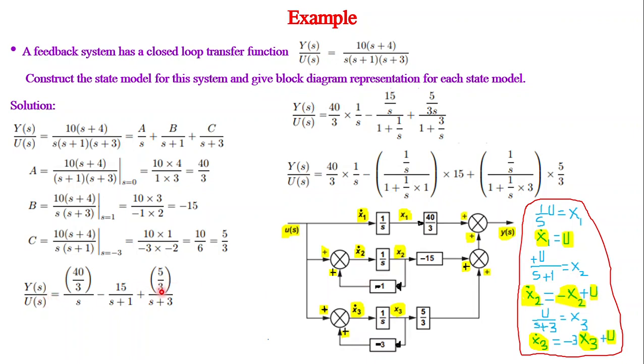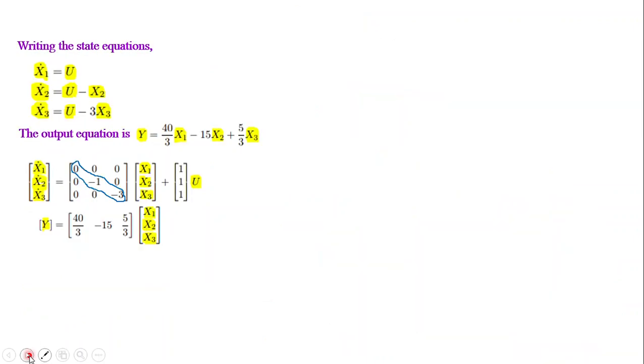Here 5 by 3 into 1 by s plus 3 into u. That means u by s plus 3 is taken as x3. s x3 is x3 dot plus 3 x3; if it is brought to the other side, it is minus 3 x3 plus u. So this is one state equation, this is the second state equation, and this is the third state equation. These three state equations are written here: x1 dot is u, x2 dot is u minus x2, x3 dot is u minus 3 x3.